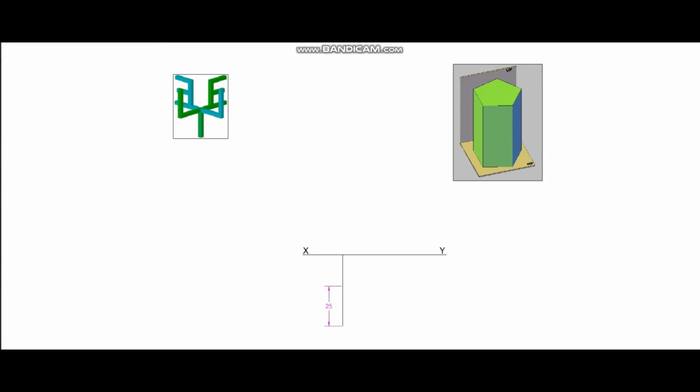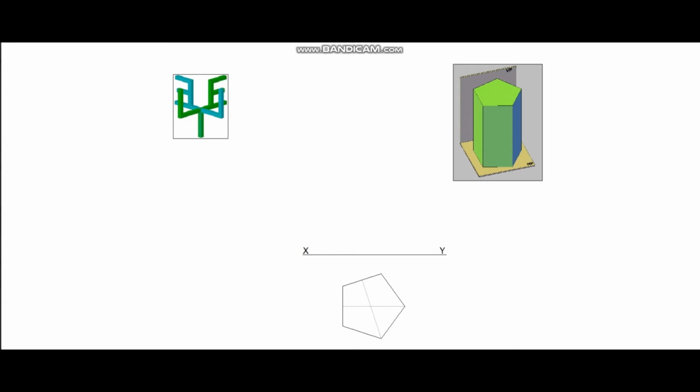Draw 72 degree lines from both the ends and mark the base edge on these lines. From the end points of these lines, cut arcs with the side of the pentagon. Join these and complete the pentagon. To find out the center point of the pentagon, draw two lines connecting one corner and the midpoint of the opposite edge.